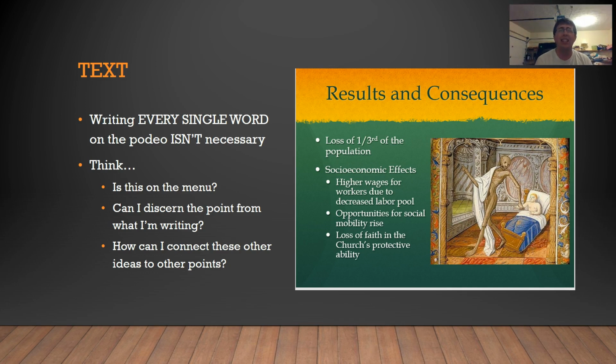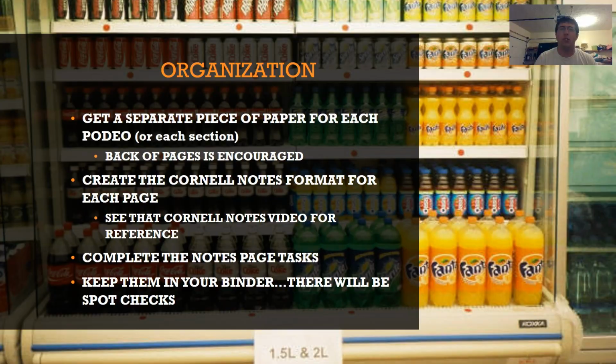Okay, and when taking notes from what is on the screen, think, is this on the menu? Can I fit this underneath that? Can I discern the point from what I'm writing? When I come back to that, can I know what I was talking about? And then how can I connect these other ideas to other points? Meaning, how can I connect things that we're discussing in this Podeo to things we've talked about before, or current events? Always be thinking about how to bridge the gap to other topics.